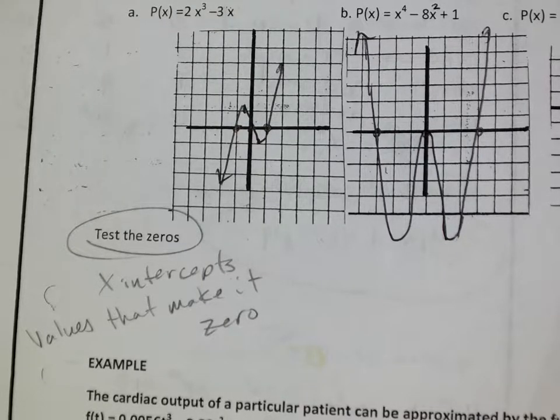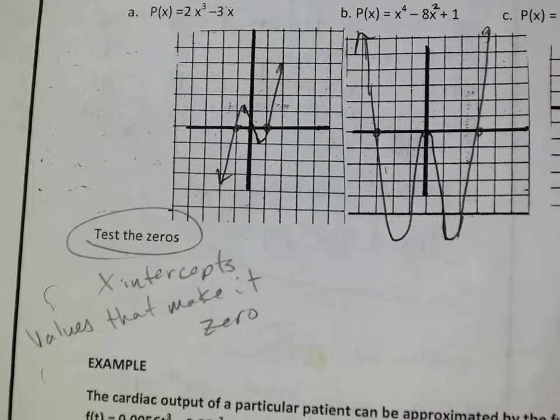Of course, if it has a value of zero, it's going to have a height of zero. If it has a height of zero, it's got to be an x-intercept. I'll say that one more time. It's called zeros because they make the problem become zero. If it becomes zero, then it's got to have a height of zero. If it has a height of zero, it has to be an x-intercept. Does that make sense? Right?